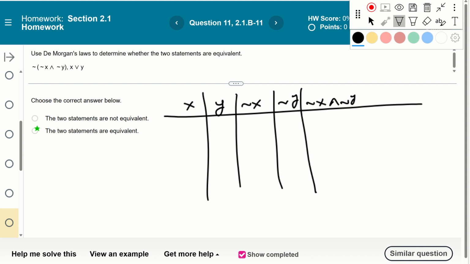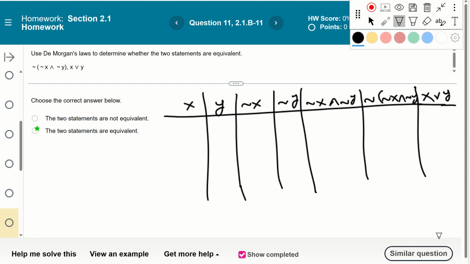And we need the negation of that. So not x and not y. And finally, we also need to have x or y so that we can compare these two, see if they're logically equivalent.